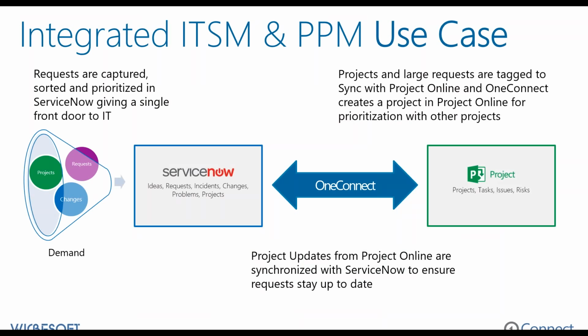So one case here might be an overall funnel of demand coming in. And in this use case, ServiceNow might be the funnel since it's a portal that's available to the entire organization. And with that, some of those requests may funnel in to become project requests. And then they would, through OneConnect, create a project or a requested project in Project Online so that it can be looked at, evaluated, and prioritized with other projects to ultimately figure out what portfolio projects we want to work on. And then updates from these requests in Project Online are then synchronized back to ServiceNow, for example, so that the requests stay up to date and the people that are submitting those can get a clear picture of where things stand.